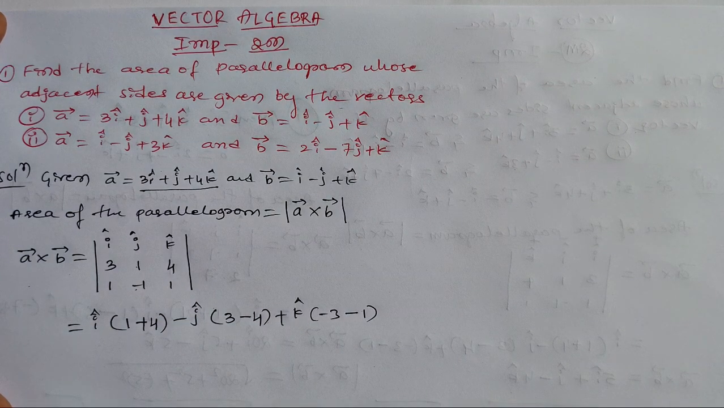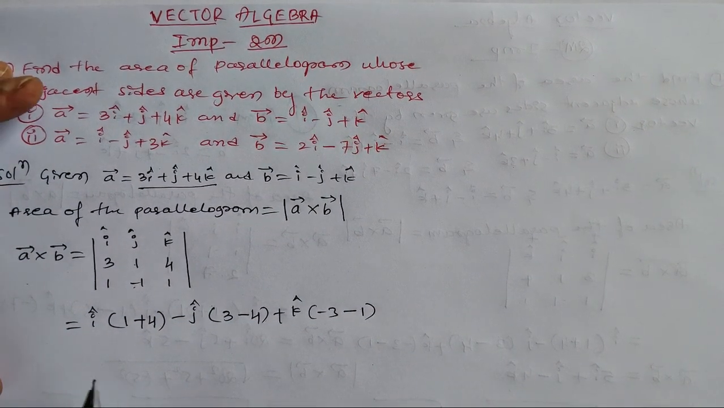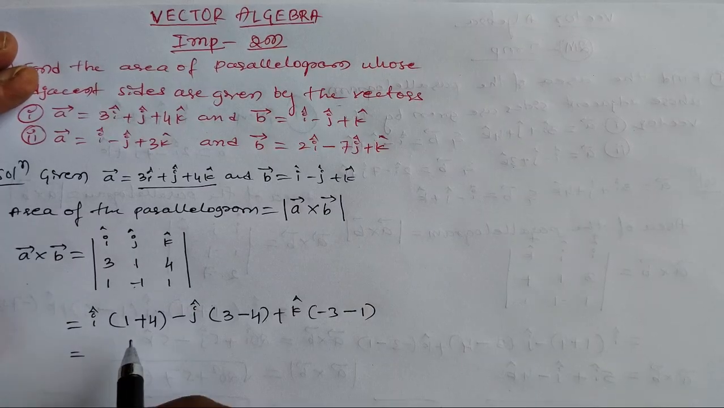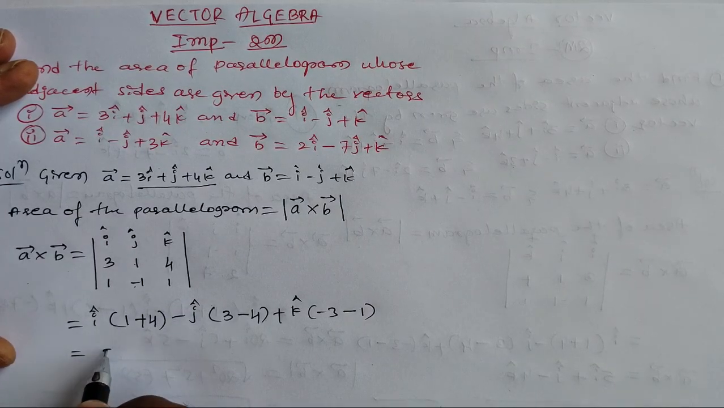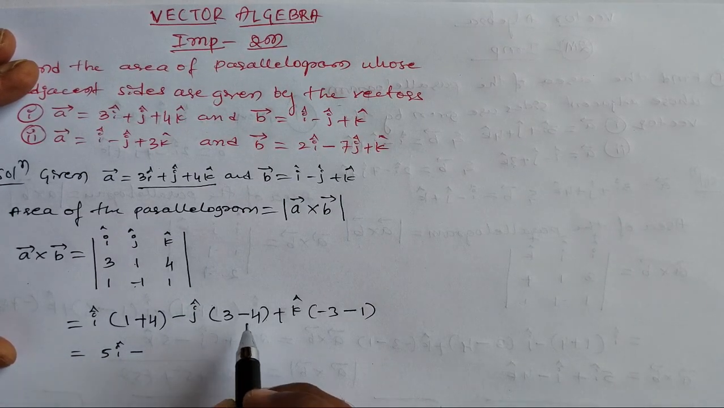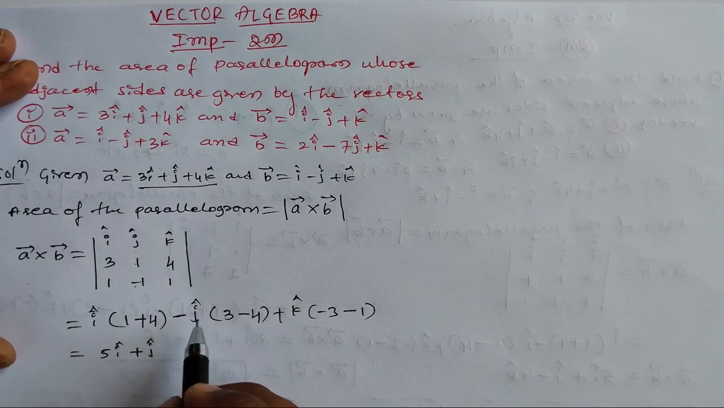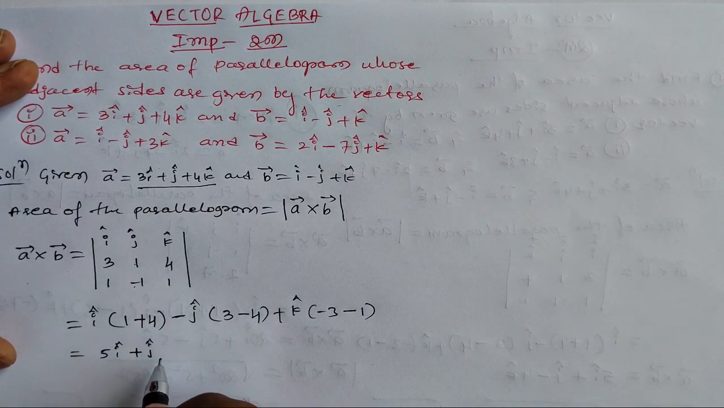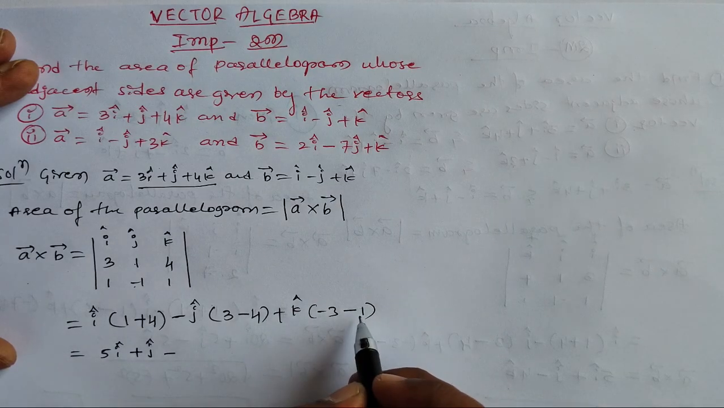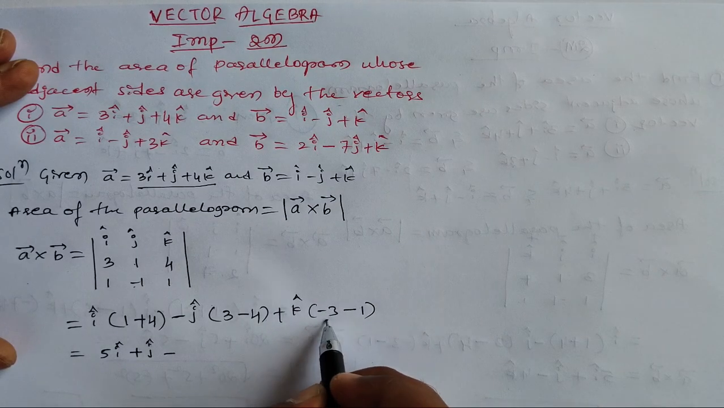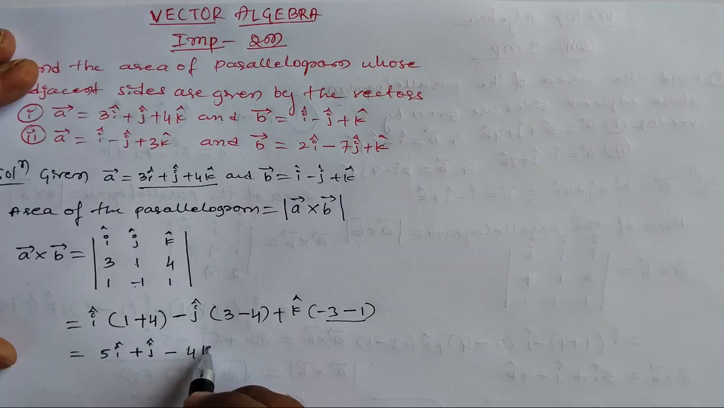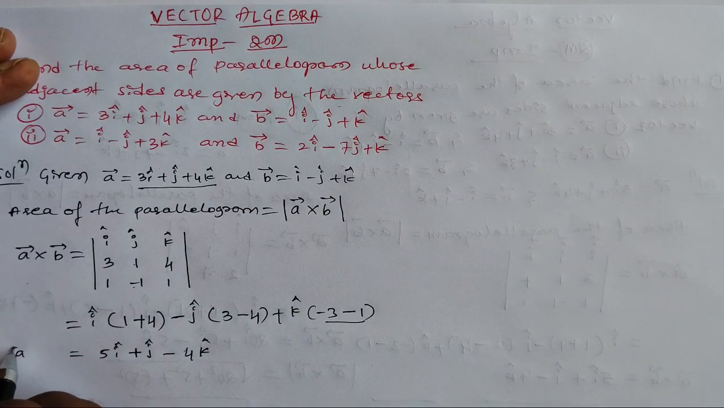Okay, next, that is equal to 1 plus 4 is 5, 5i, minus 1 plus j becomes, say, minus 1 minus minus 3 is plus... minus 1 minus 3 is minus 4, minus 4k. Okay, this is a vector cross b vector, right?